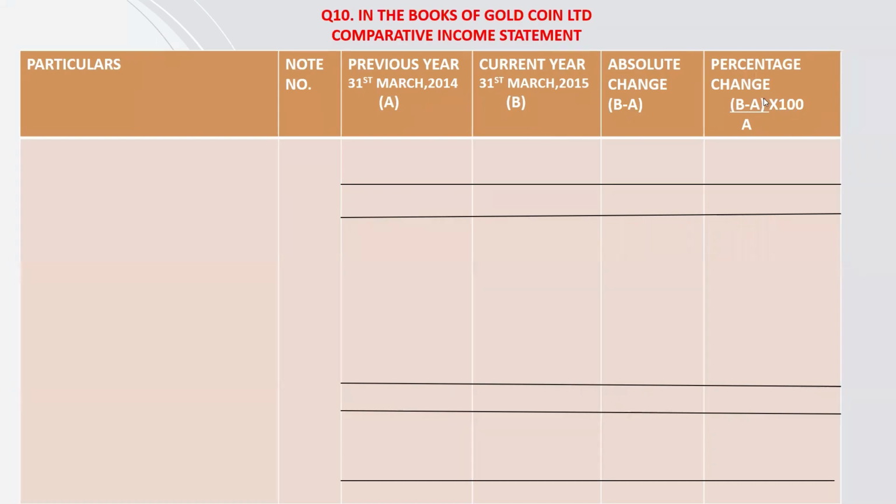Now in this question, we are given revenue from operations, which is 45 lakh for the previous year and 60 lakh for the current year. 60 lakh minus 45 lakh, the absolute change is 15 lakh. This 15 lakh divided by 45 lakh multiplied by 100 stands at 33.33%.